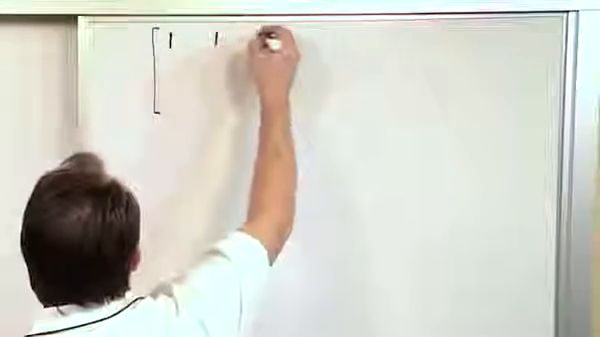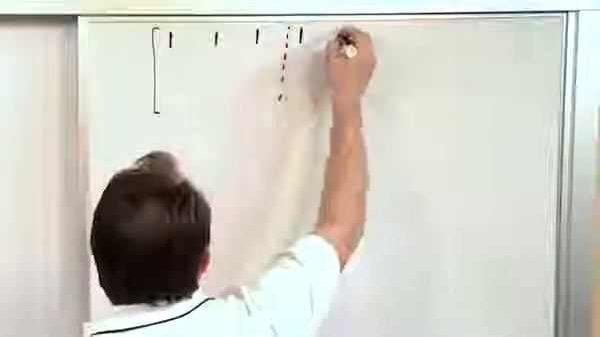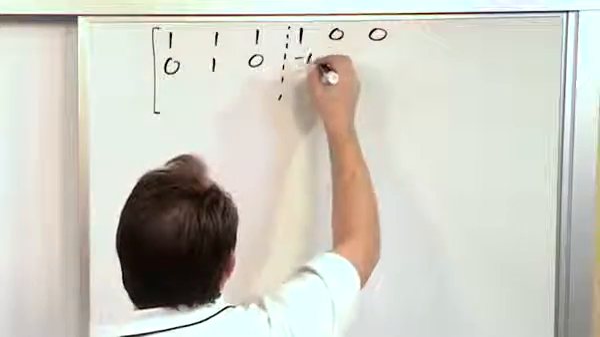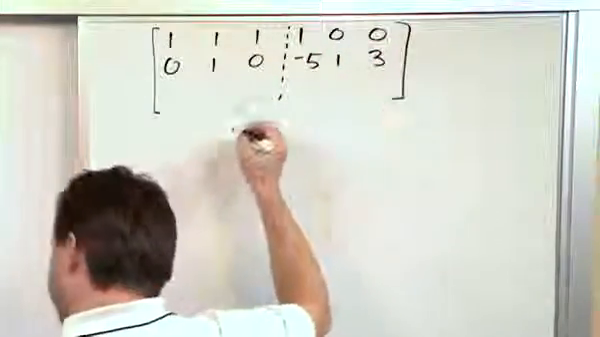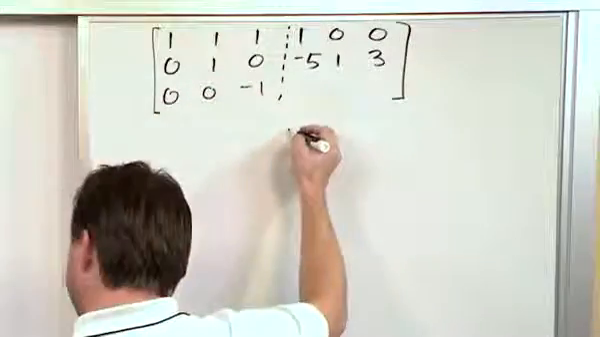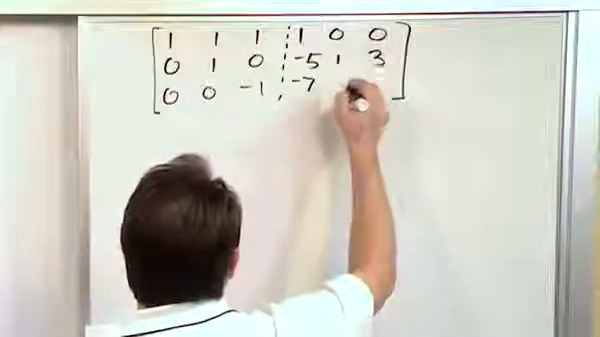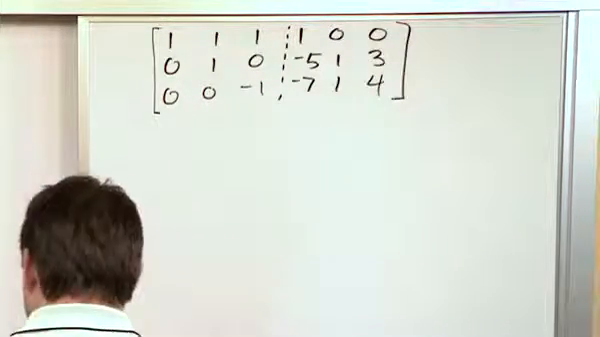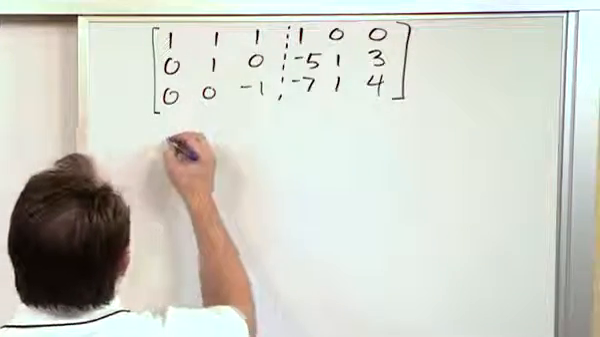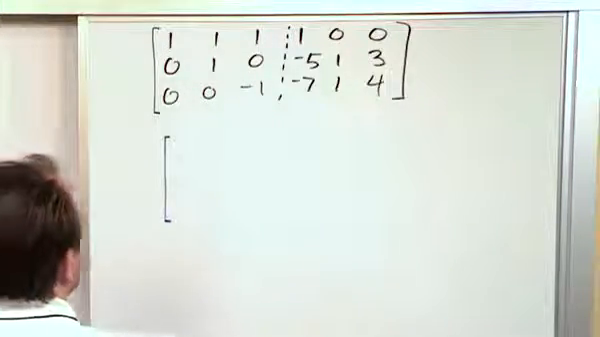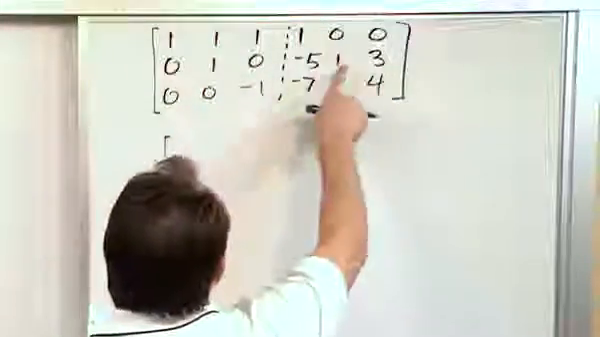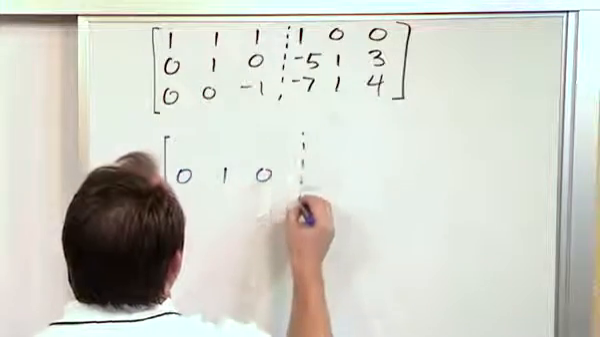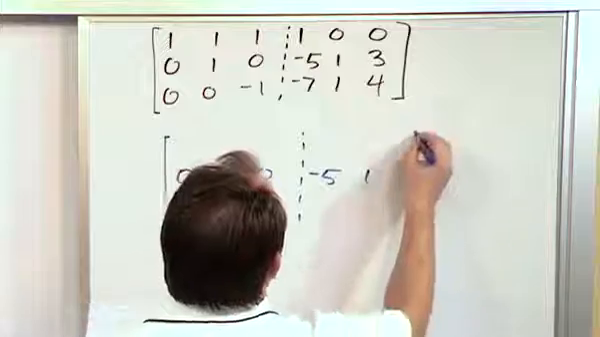I have 1, 1, 1, and I have 1, 0, 0, and then I have 0, 1, 0, and then I have negative 5, 1, 3, and then I have 0, 0, negative 1, and then I have negative 7, 1, 4. All right, there's a couple of things I can do. I'm going to leave the center row here intact. That's not going to change at all. So I'm going to have 0, 1, 0, negative 5, 1, 3. That's not changing at all.